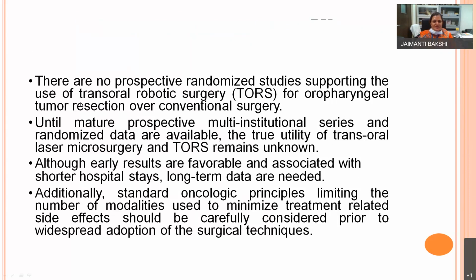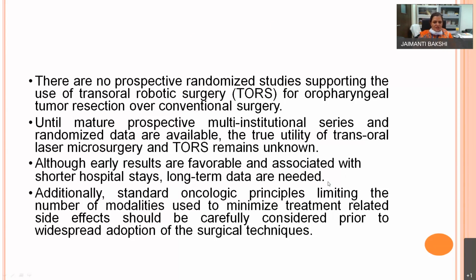But there are no prospective randomized studies supporting the use of transoral robotic surgery for oropharyngeal tumor resection over conventional surgery until we have some mature multi-institutional series and randomized data available. The true utility of transoral robotic microsurgery and laser microsurgery and TORS remains unknown, although early results are favorable and associated with shorter hospital stays, the long-term data are needed.